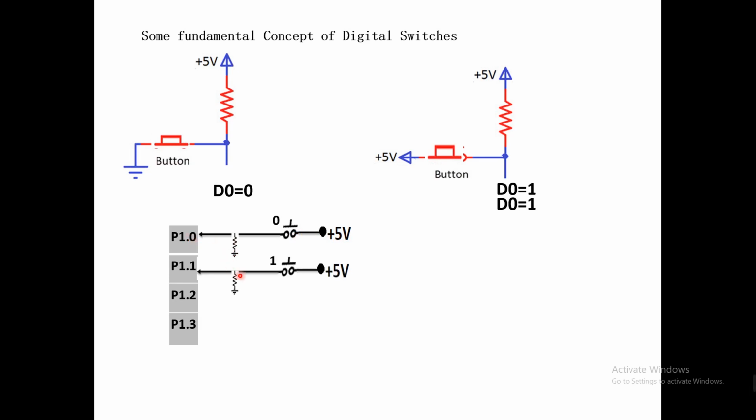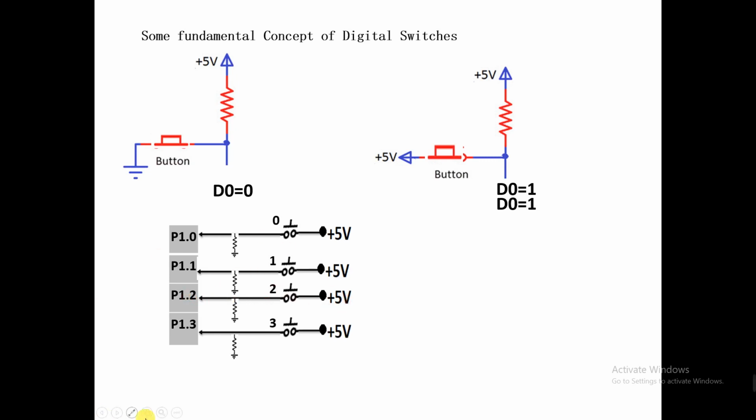Now if we have two switches, what will happen? The second switch also needs one wire to connect with one more port bit. If we have three switches, the third switch also needs one more wire to connect to another bit of a port. What happens if we have four? It's the same.